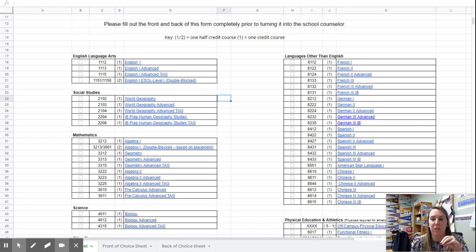And then World Geography Advanced and World Geography Advanced TAG. These are the exact same class. We teach them together. There is no difference. The only way you can pick TAG is if you're in 8th grade social studies TAG. But they are taught together, no difference in homework or tests. The advanced, there's going to be more work, more writing, more reading at home. So just be prepared. But again, if you love social studies, this class is going to push you and you're going to thrive.